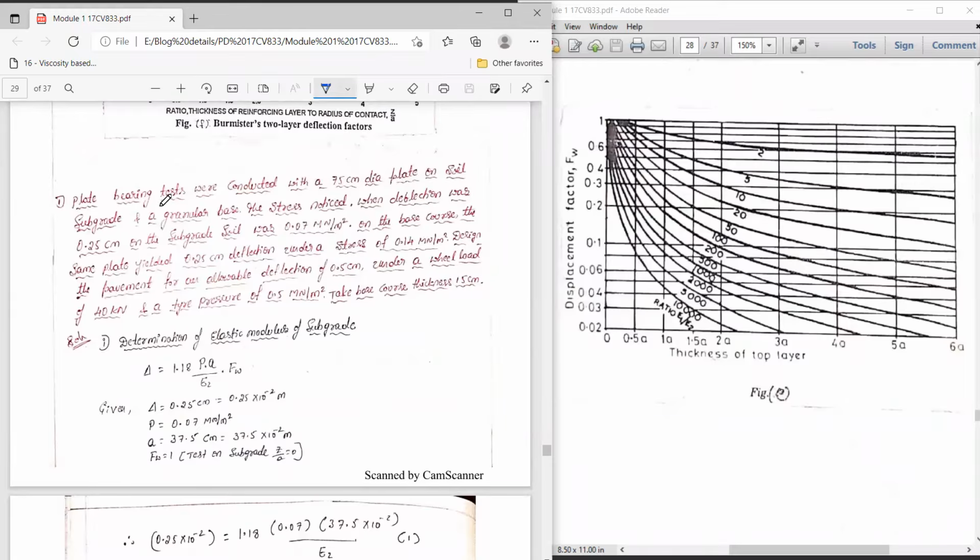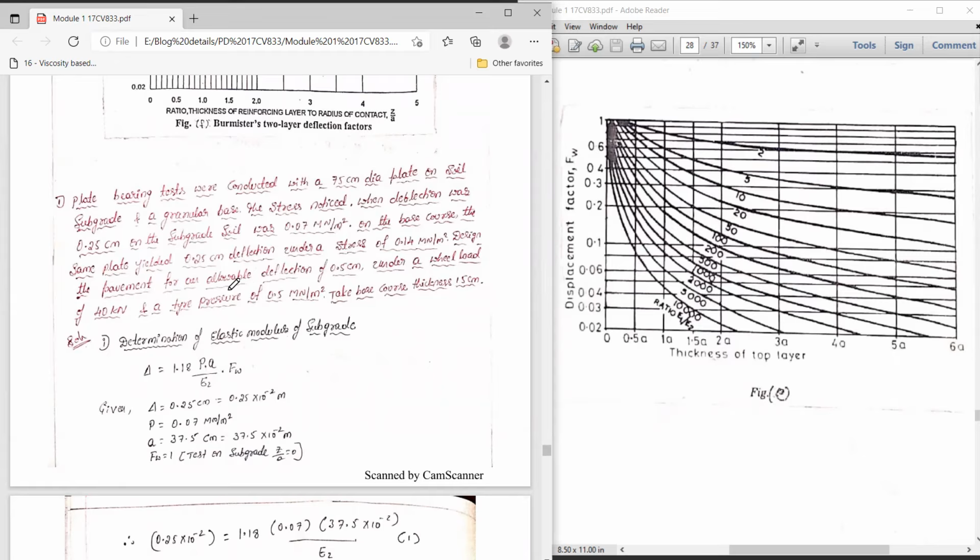The plate bearing test was conducted with a 75 centimeter diameter plate on soil subgrade and a granular base. The stress noticed when deflection was 0.25 centimeter on the subgrade soil was 0.07 meganewton per meter square. On the base course, the same plate yielded 0.25 centimeter deflection under a stress of 0.14 meganewton per meter square. Design the pavement for an allowable deflection of 0.5 centimeter under a wheel load of 40 kilonewton and a tire pressure of 0.5 meganewton per meter square. Take base course thickness as 15 centimeter.